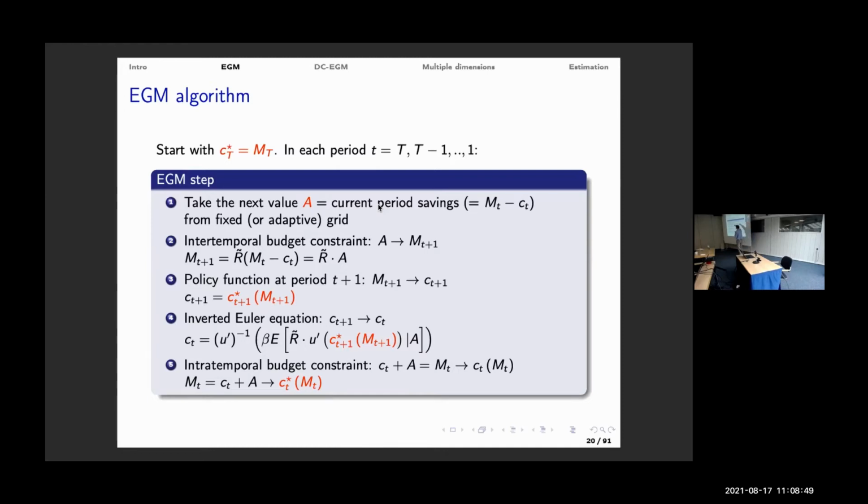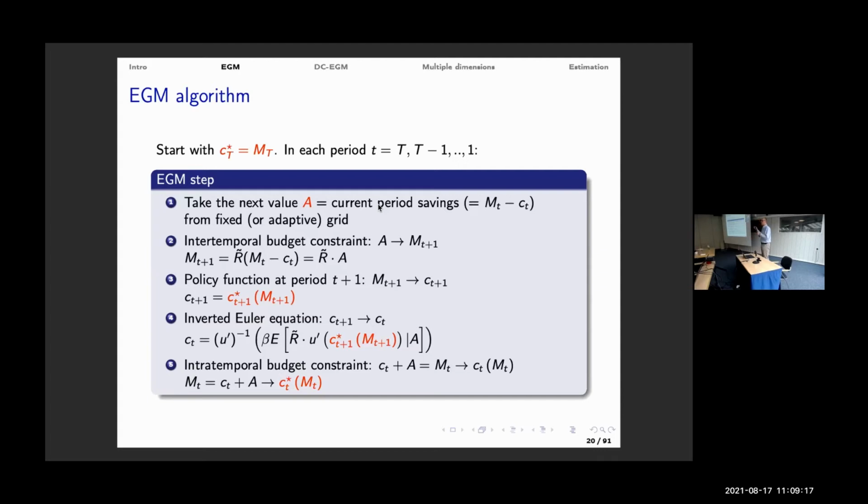Then we continue going to the next point on this fixed grid of savings. Essentially, we're building this correspondence by going through the grid on savings. We build the correspondence between the calculated wealth and the calculated optimal consumption. And that, of course, gives us the approximation of the policy function in the current period. Once that is done, we can go to the previous time period.